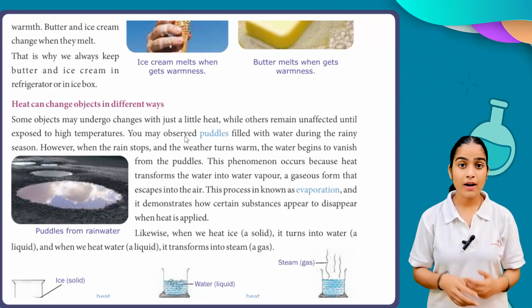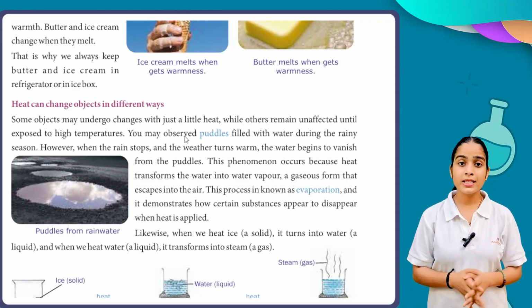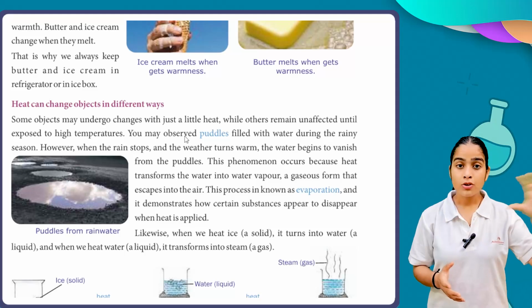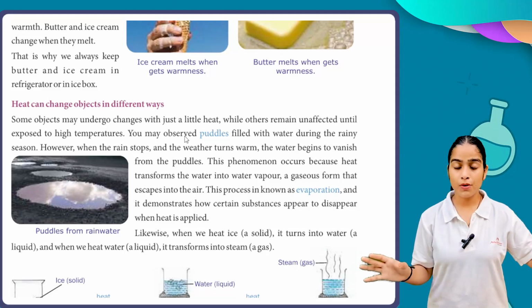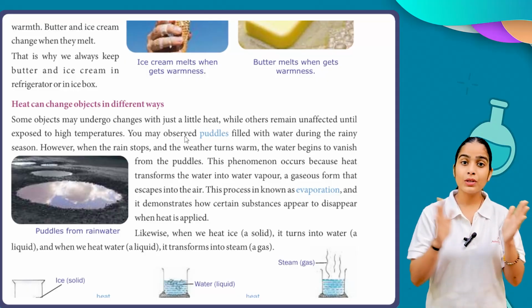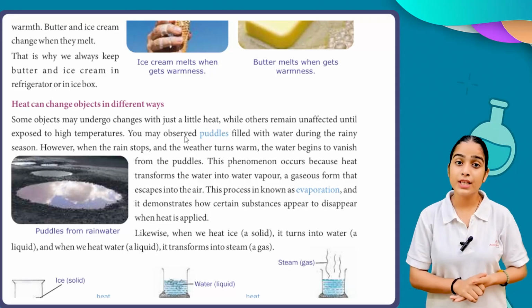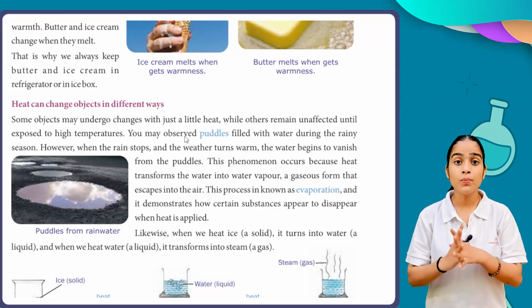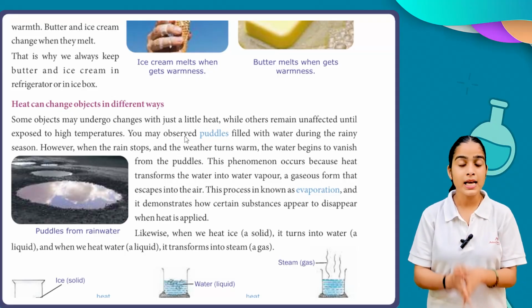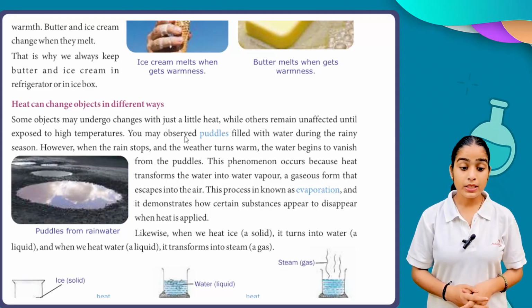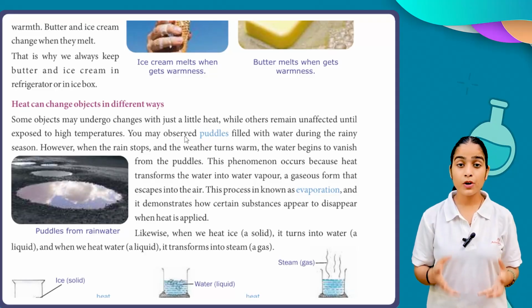One of the examples we have, when it is the rainy season, we observe the collection of water in the puddle. After some time, when we have a bright sun, this water escapes from the puddles. How is it possible? Because this is the process. This water converts into gaseous form. This is called the process of evaporation. So with the help of acquired heat, the water converts into gaseous form, and this process is known as evaporation. Next, it demonstrated how certain substances appear to disappear when heat is applied. It means some objects can disappear with the help of heat.